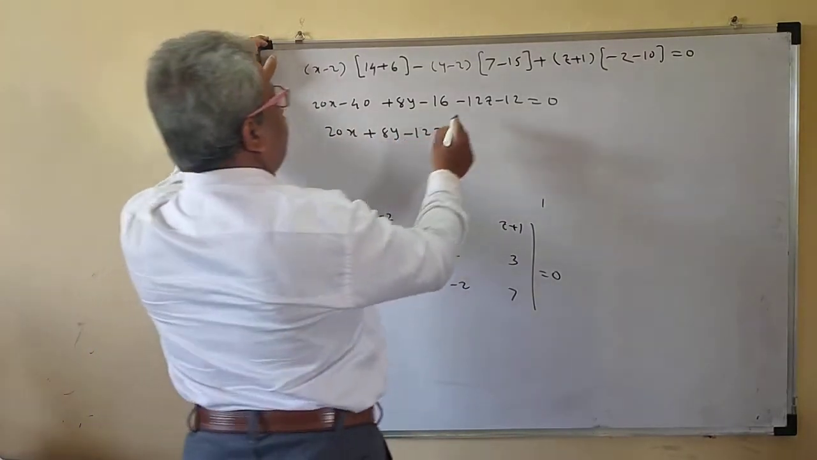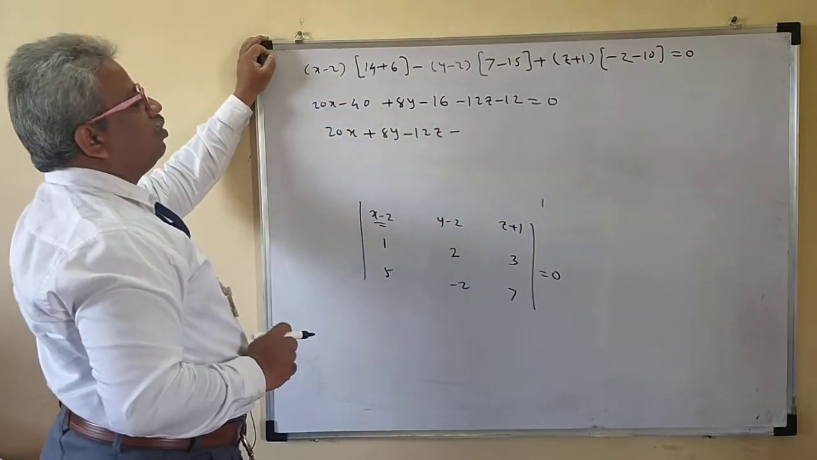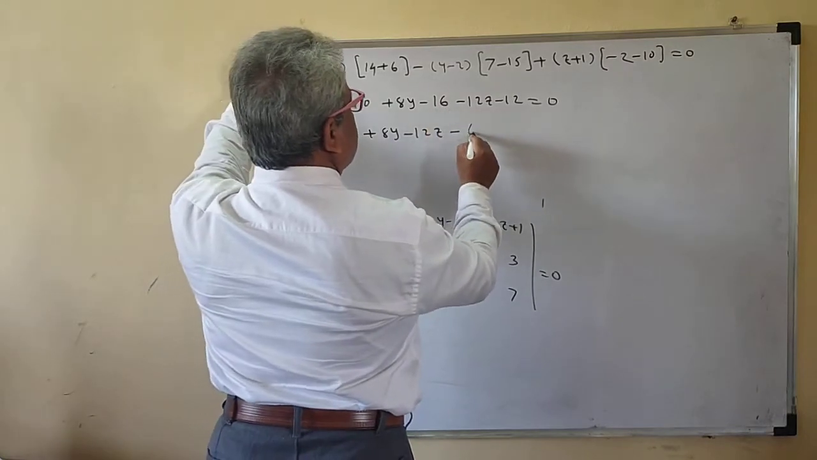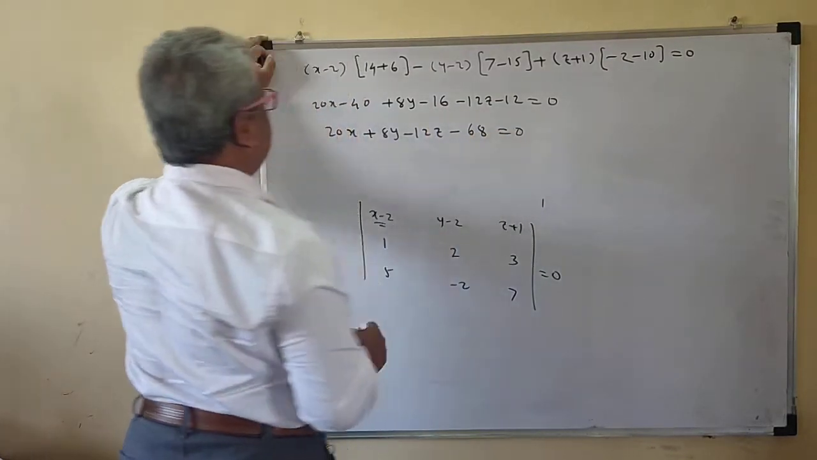Okay, all are negative now. Constant, all are negative. So this is 68, which is now equal to 0.